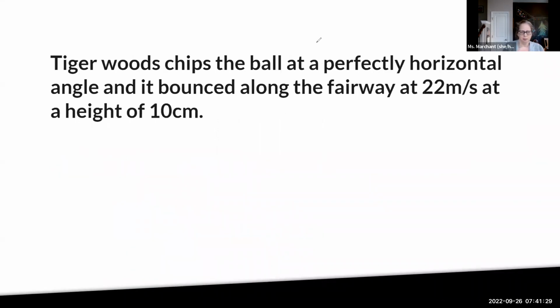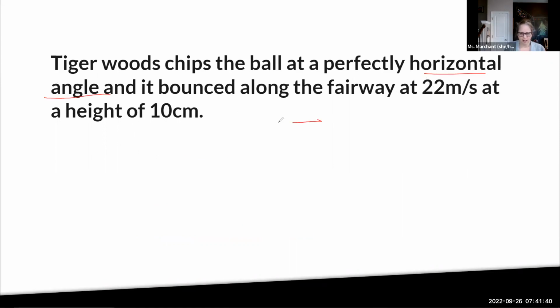Tiger Woods chips the ball at a perfectly horizontal angle, and it bounces along the fairway at 22 meters per second at a height of 10 centimeters. Perfectly horizontal angle means, again, that the ball is going 22 meters per second. Notice I still use a square. You'll see why in later modules, but feel free to use the circle for a golf ball. Okay, and it has a height of 10 centimeters. Okay, what do I need to do?